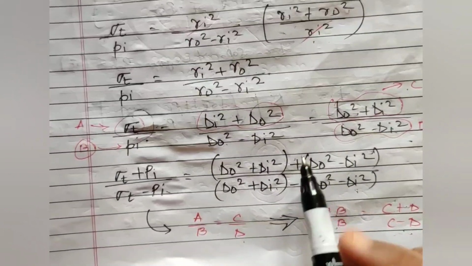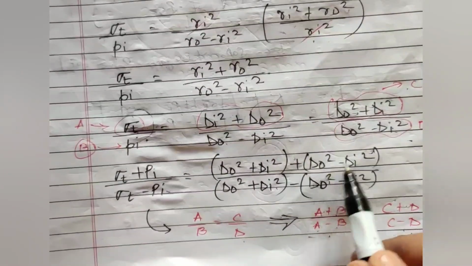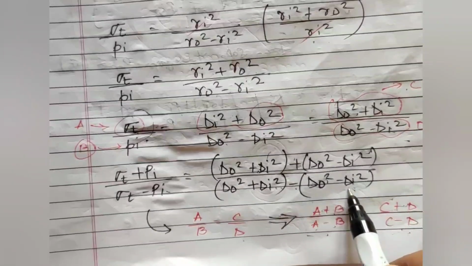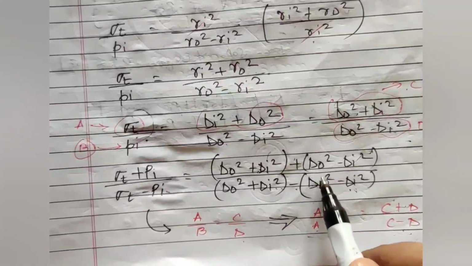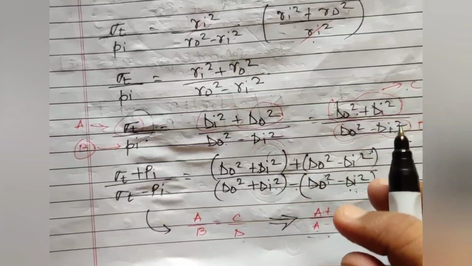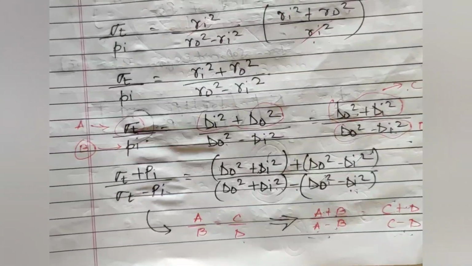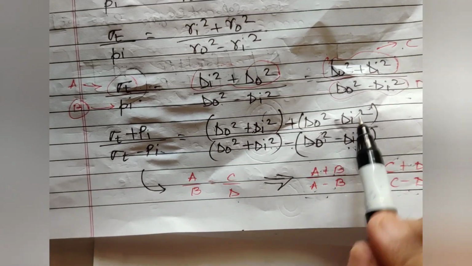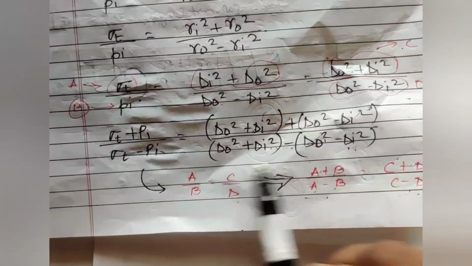Okay, so you will get this value. Now opening the brackets, the di and di cancel out, and here minus and minus will become plus, and do square cancels out. So the equation that you will get will be this. In the numerator, di and di cancel out, and in the denominator, do and do cancel out.